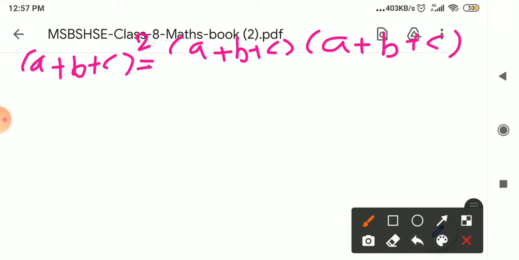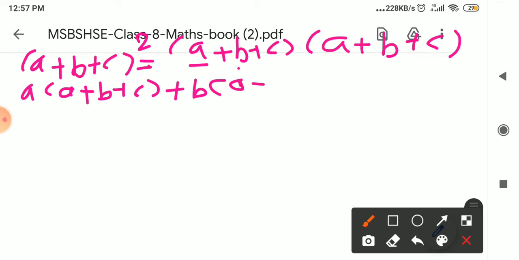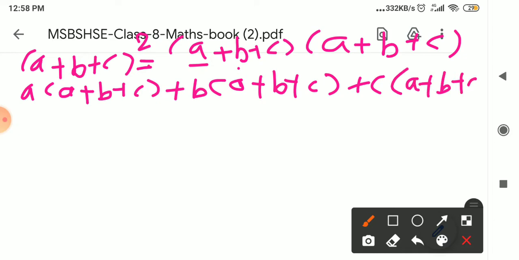Now this a, you just multiply with the whole bracket, so a into (a + b + c). Now b, multiply this b with the whole bracket, so plus sign, don't forget, plus b into (a + b + c). And lastly multiply this c with the whole bracket, so plus c into (a + b + c). Now we will do the multiplication of this. a into a is a², a into b is ab, a into c is ac.